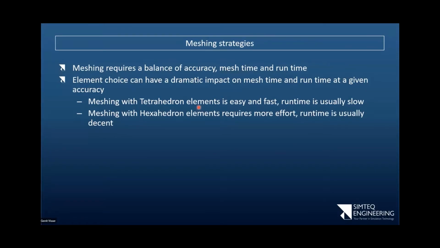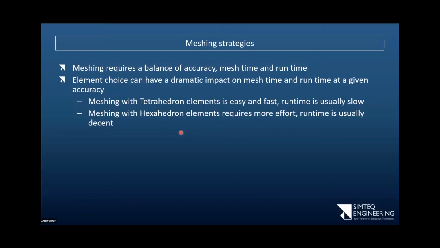Okay, so all of these can have a significant impact on the runtime. So that element choice, for example, if I look at meshing a TET element, it's really, really easy to mesh. It's really fast to mesh. Typically, with any complex shape, you select it, you specify an element size, and you click the mesh button, and it goes. Runtime is usually slow. I'll get back to this, because there are actually cases when it's better than a hex mesh in runtime.